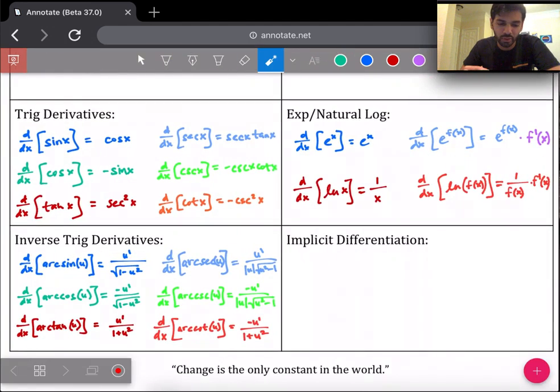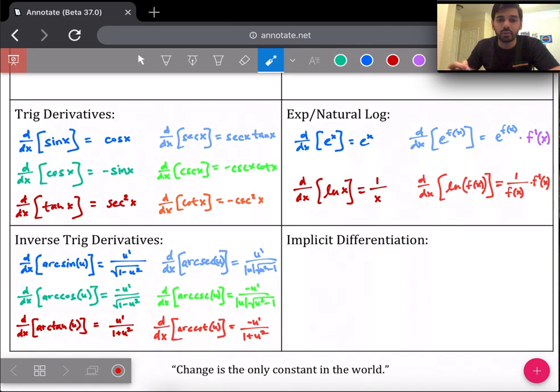I've also included your trig derivatives as well as your inverse trig derivatives. I'd rather put them all down on this paper. I was considering not including these, but I'll leave them there just in case. Who knows if they show up. I want you to save time. You can quickly reference them if it shows up on the test. And then here's exponential or natural log derivatives as well.